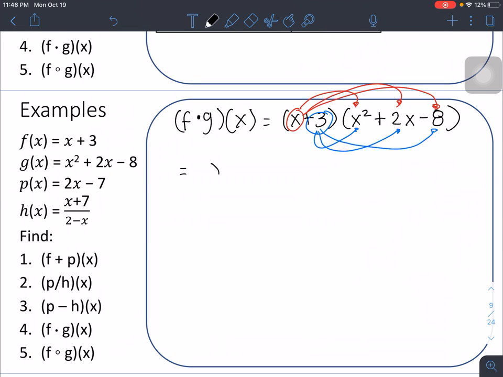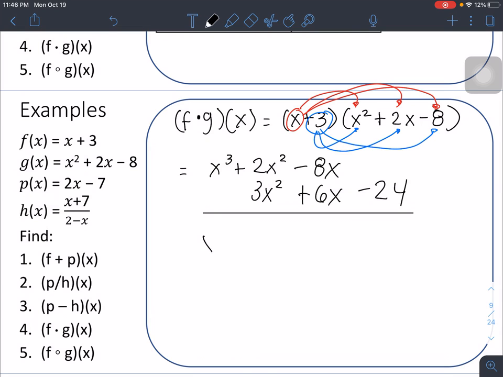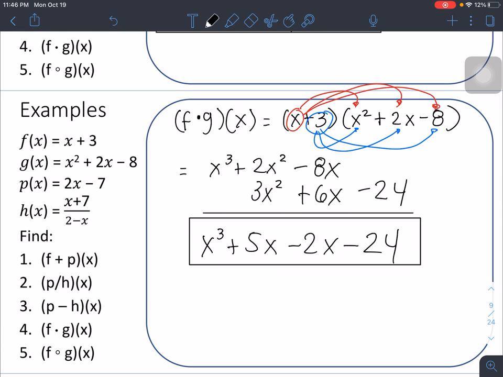So this will be x cubed plus 2x squared minus 8x plus 3x squared plus 6x minus 24. Then proceed to addition. So this will be x cubed plus 5x squared minus 2x minus 24. So this is our final answer.